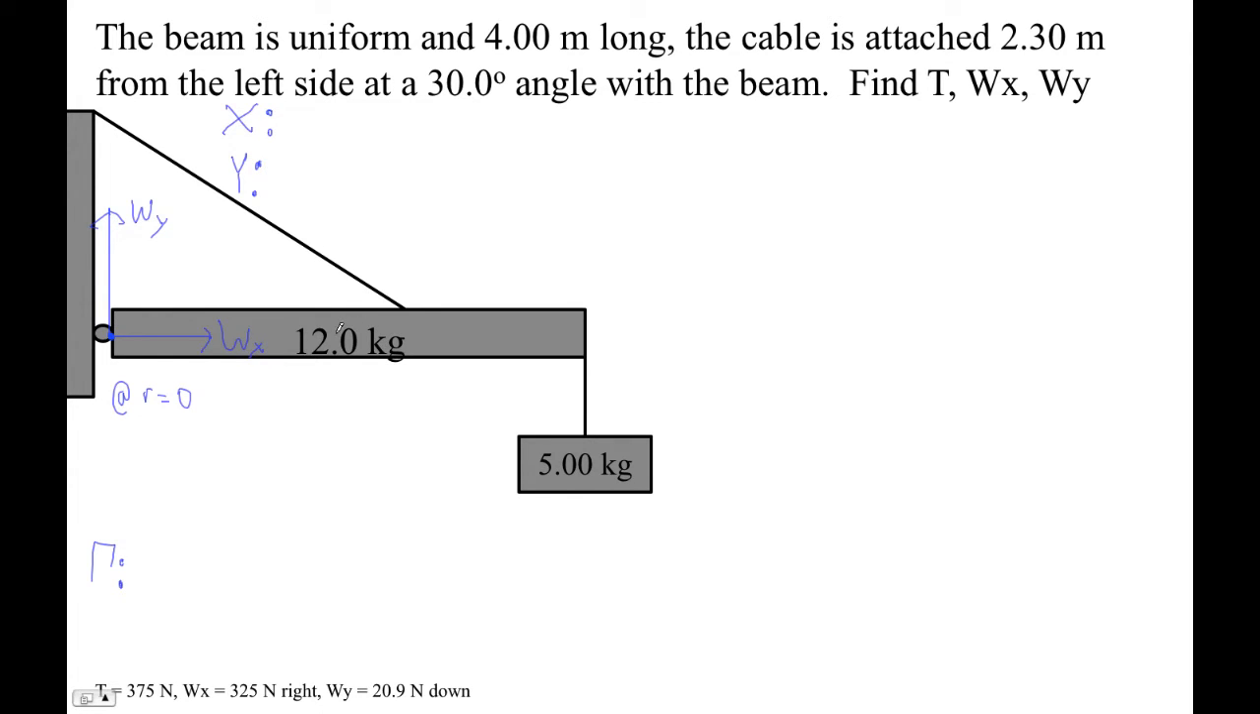Then we've got the beam. I'm sorry, the beam is 4 meters long, so therefore the center of gravity is at 2 meters. The center of mass is right there, right? The force of gravity is acting down, and that's going to be a force of 12 times 9.8. That's at 2 meters from the left side.